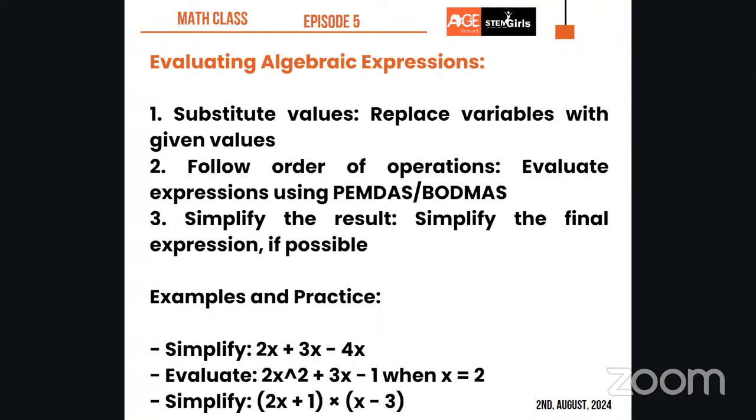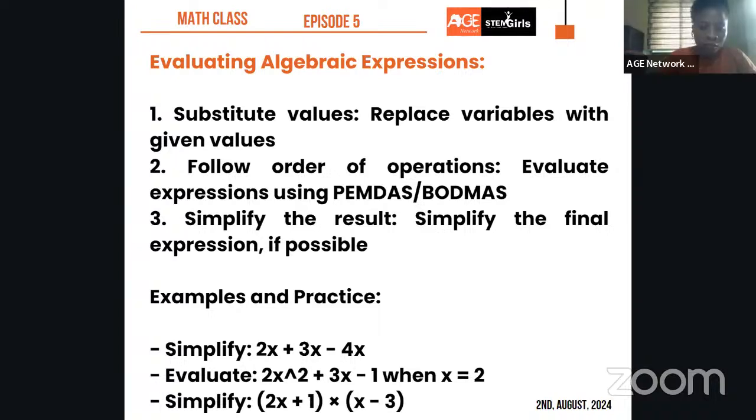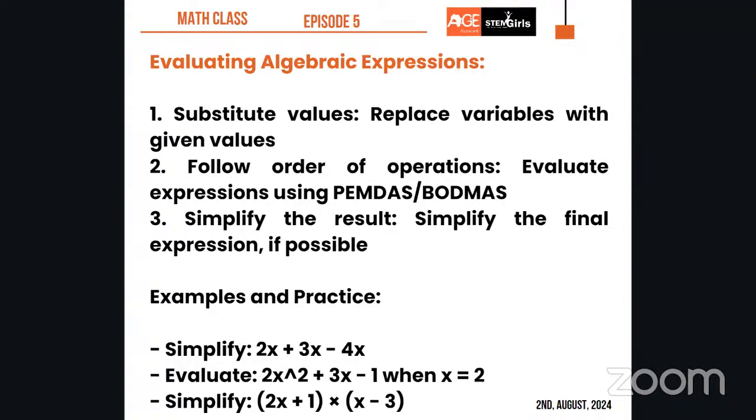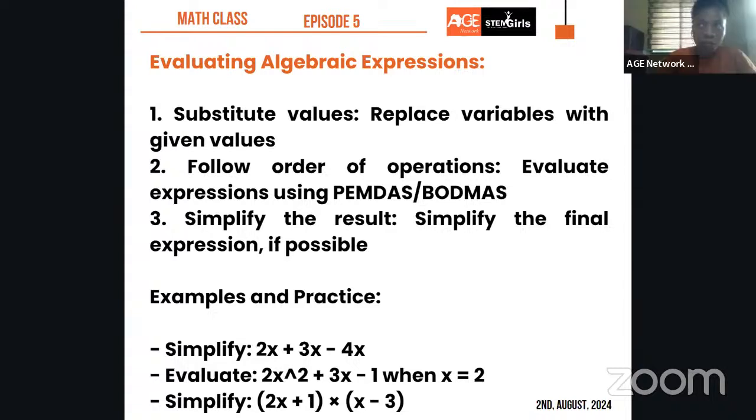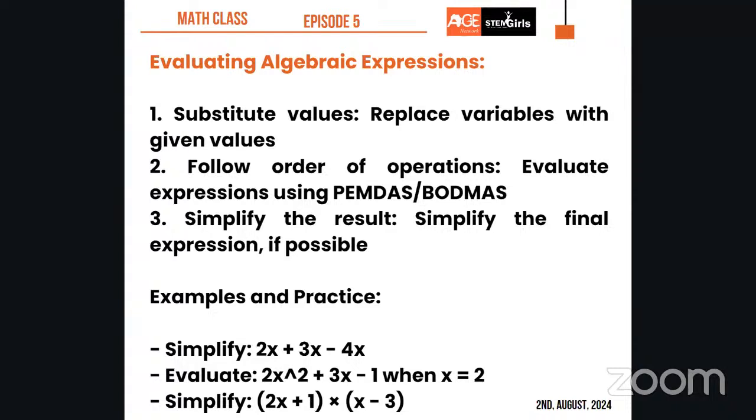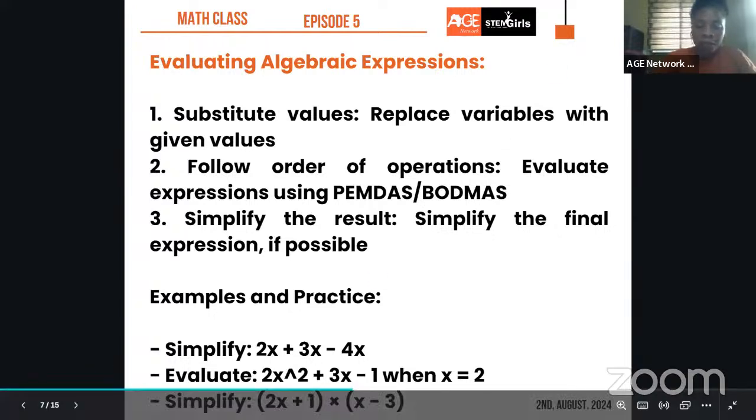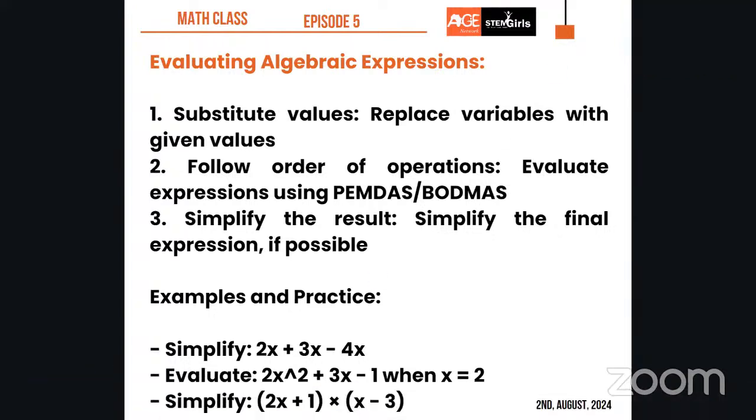Now let us look at examples and practice. The first one says simplify 2x plus 3x minus 4x. You would agree with me that we have majorly two mathematical operations there: addition and subtraction. The variables are the same; x is the variable there.